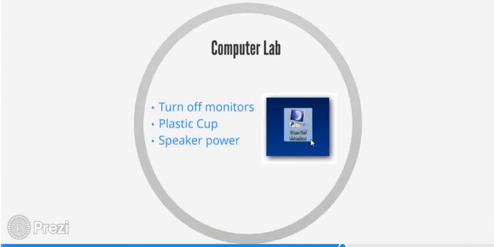So specific to computers in a computer lab, they have the little buttons on the monitors where you can turn the monitors off completely. So maybe when you gain that attention, you have them turn off their monitors so they can't be working while you're giving instructions.